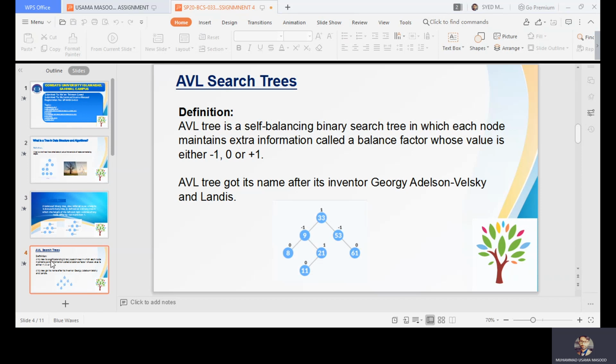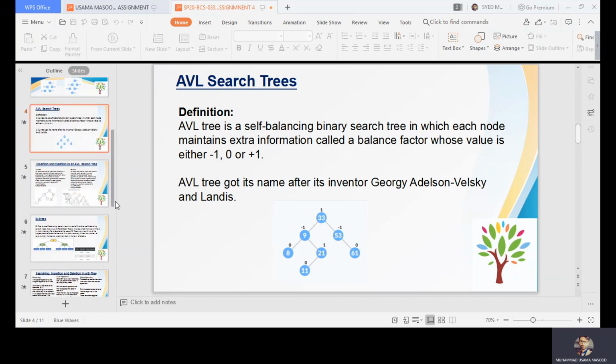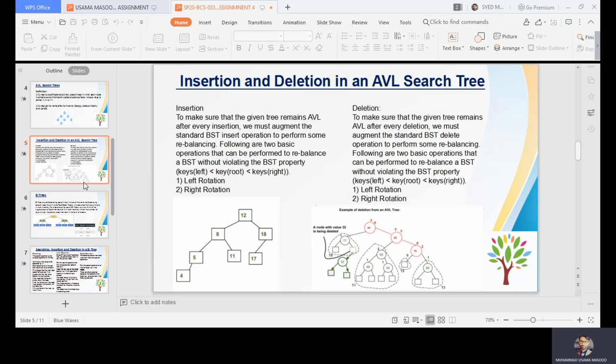It also has some disadvantages, so further new trees are introduced which have better time complexity, and we will study these different trees in further slides. Now we will look at how insertion and deletion happen in an AVL search tree.